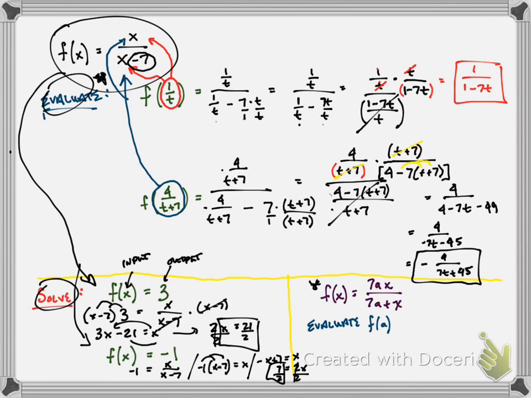Last but not least, evaluate f of a. So now we're evaluating, we're going to substitute a. Again, this is a different function than the previous few examples. If we put a in, we get 7 times a over 7a plus a. 7 times a is 7a squared. 7a plus a is 8a. a squared over a reduces to just an a in our numerator, and we are left with 7a over 8. Now our answer in this case has to be left in terms of a.